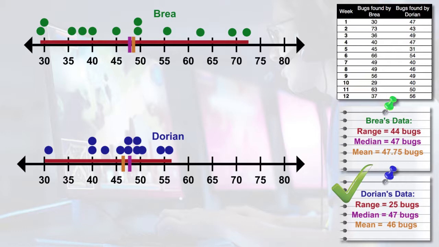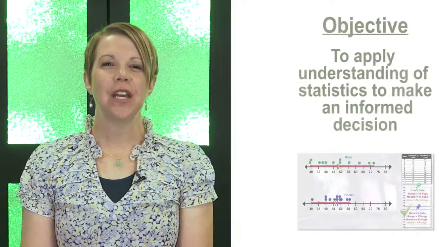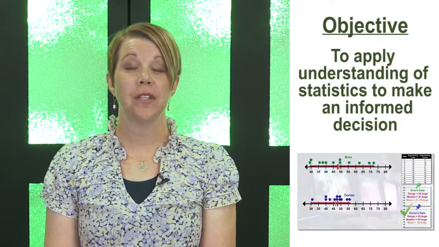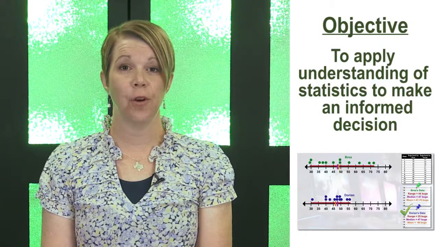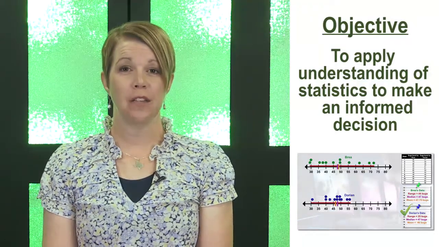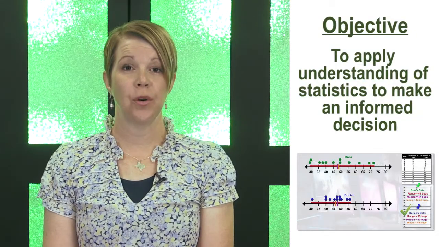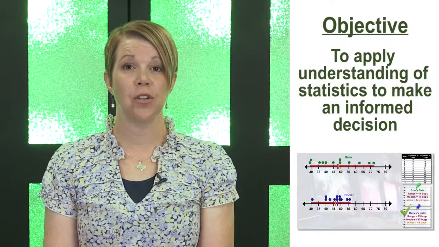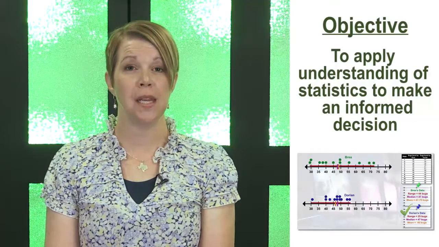Students should be able to argue for and against each employee, then reason using all the measures of center to read the data and conclude who will get the promotion. The objective for this lesson was to apply understanding of statistics to make an informed decision. We met this objective by making a line plot for Bria and Dorian and comparing the data, finding measures of center to include the range, median, and mean.